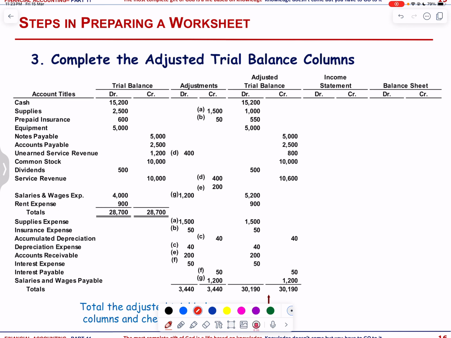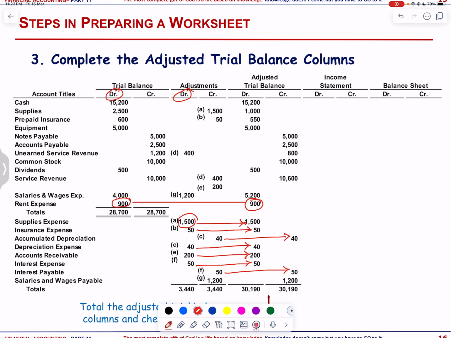Now for the rent expense, it is in the debit, you can see over here, and this is straight away recorded in the debit for the adjusted trial balance. For supplies expense, where we have in the adjustment only 1500 debit, we record this in the debit. Insurance expense in the debit, accumulated depreciation in the credit, and then we have the depreciation expense in the debit. Accounts receivable is debit, interest expense debit, interest payable is credit.